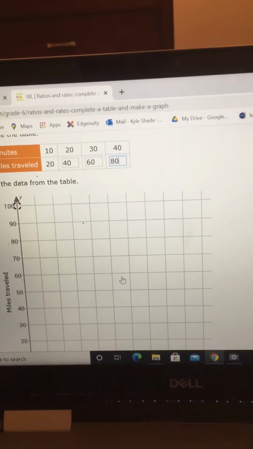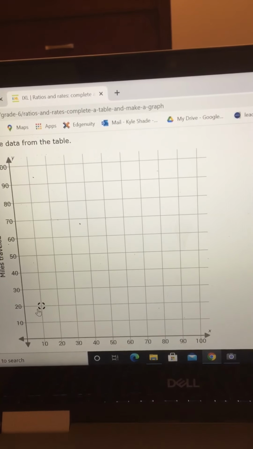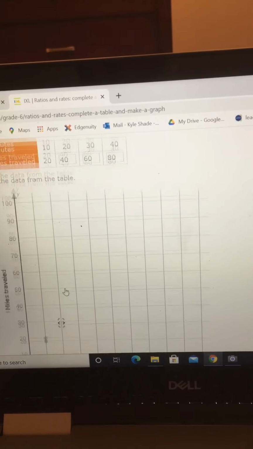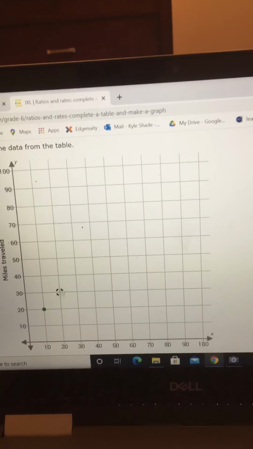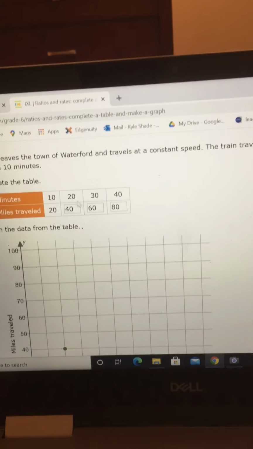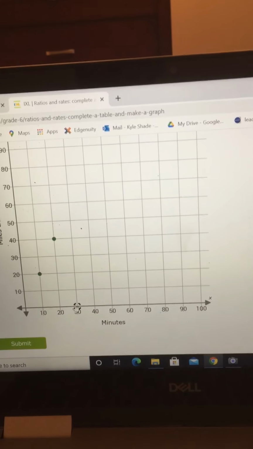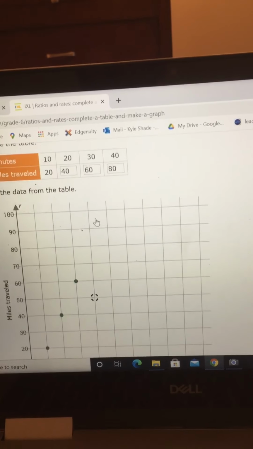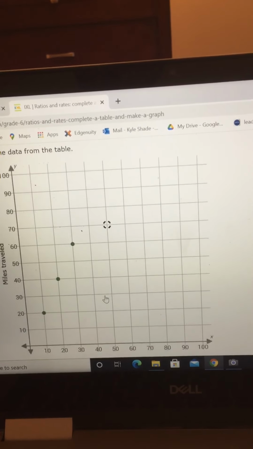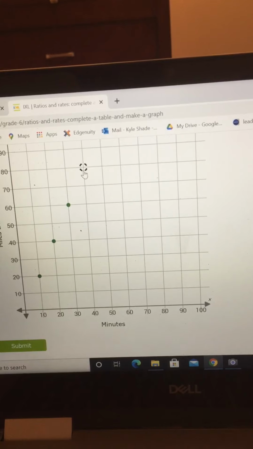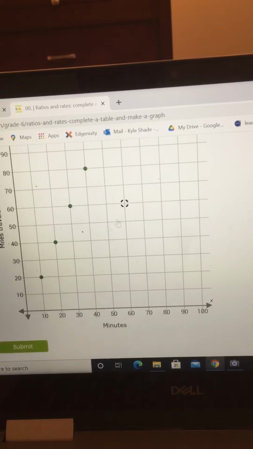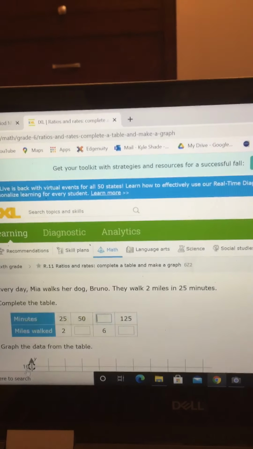So it says 10 minutes is 20 miles. 10 is 20. And then we go to where it says 20 and 40. I'm looking right off the table here. And then 30 and 60, and then 40 and 80. And then once we do that, we go ahead, we click submit, and there you go, we got it.